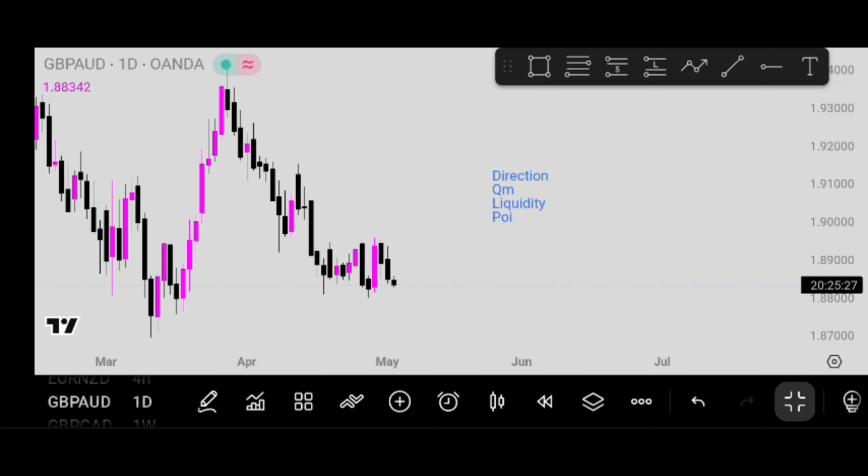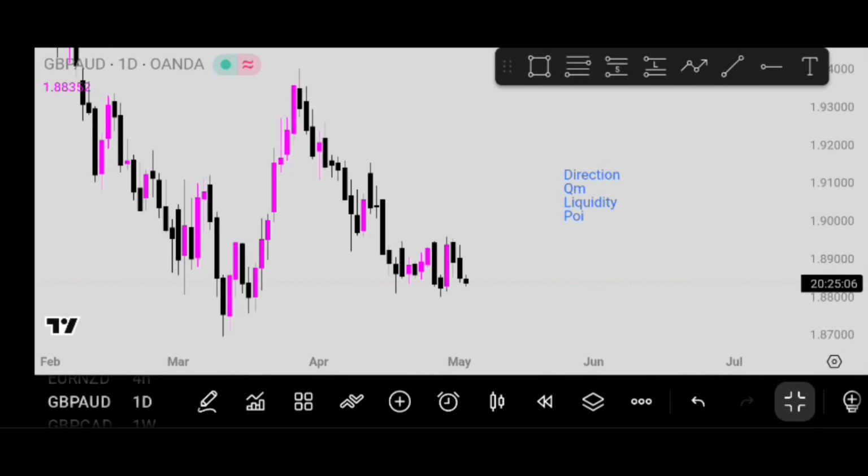We look for the direction. Where is the market heading? Where is the market from? Then we look for HOM. Is it a bearish HOM or a bullish HOM? Then after that, we look for liquidity. You know, market when it's moving, it's always looking for liquidity. It's always hunting for liquidity. After finding out liquidity, we shall look for the point of interest.